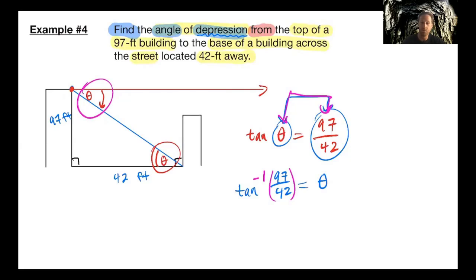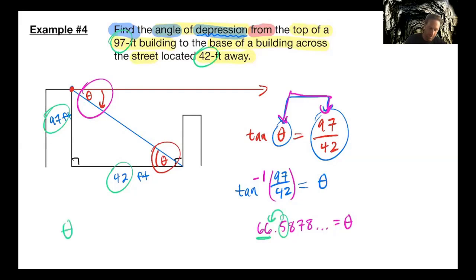Okay, so hopefully you got the answer of 66.58788, and so on. And then since they gave us two significant figures, we can only give them two, which means we'll look at the third, and you should have rounded this to an angle of depression of 67 degrees.